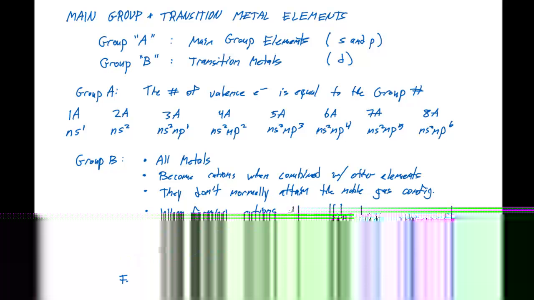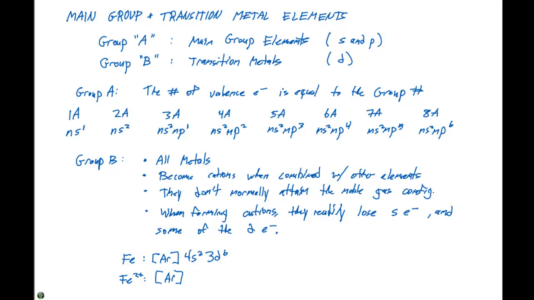If we look at iron 2+, its electron configuration is argon, 3d6. Okay? Note that iron 2+ is not 4s2, 3d4, it's 3d6. If we look at iron 3+, it's going to have an electron configuration of argon, 3d5. Okay, so when forming cations, they readily lose the s electrons and some of the d electrons.